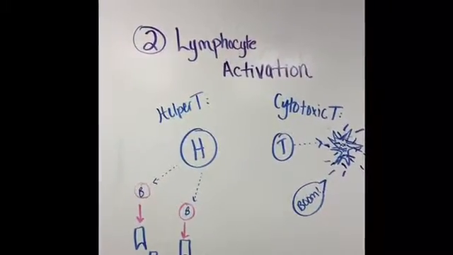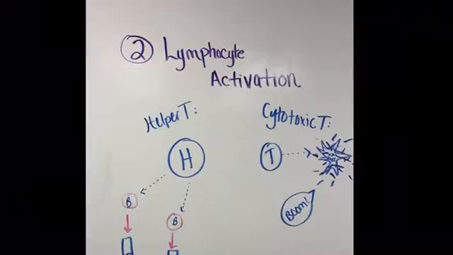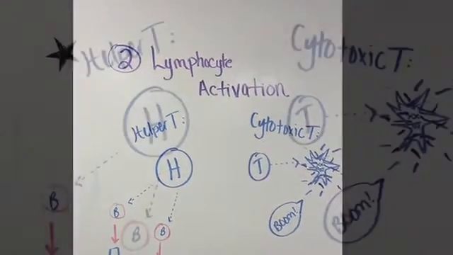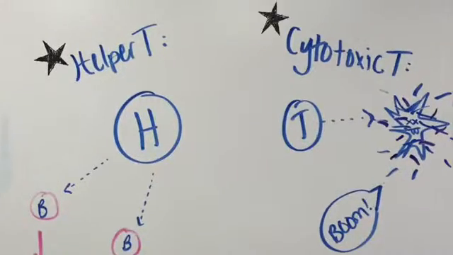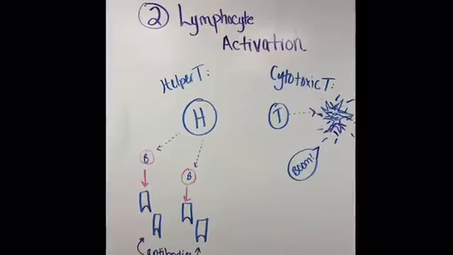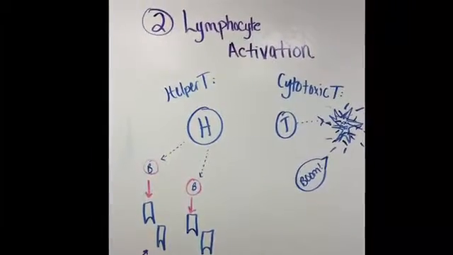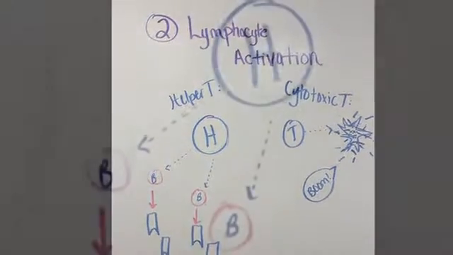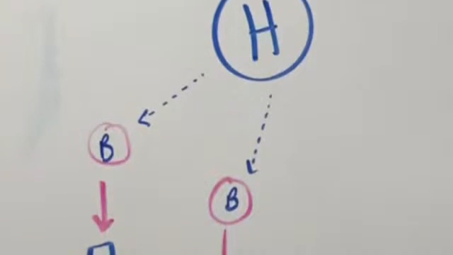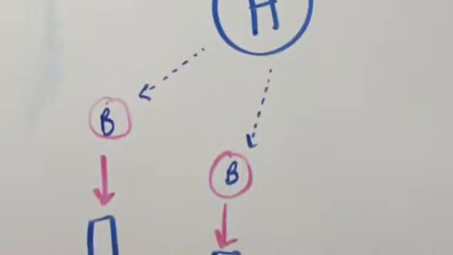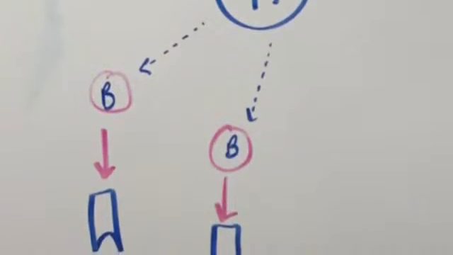The second step is lymphocyte activation, and there are 2 types of T cells: the helper T cell and cytotoxic T cell. The helper T cells activate other immune cells, and the cytotoxic T cells can lyse foreign invaders and cause cell death. After the helper T cells recognize the antigen, they will activate other white blood cells like B cells. The B cells are what differentiate into plasma cells that produce antibodies.